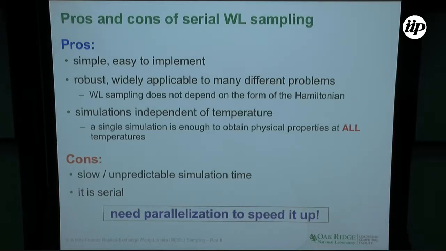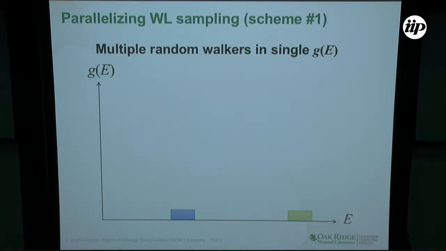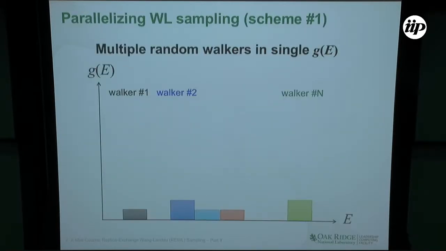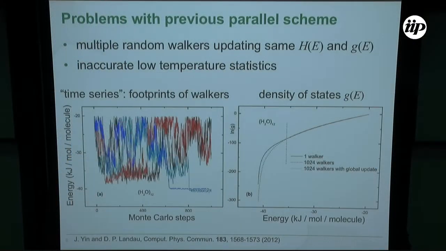A very naive way to think about this is that we have the density of states, and we want to simulate this. How about we put in multiple random walkers, and then we update the same density of states with multiple walkers. Then you can use one CPU for one walker, and then you communicate and update the density of states. A former student of David has done this before, and he discovered a problem with this scheme.